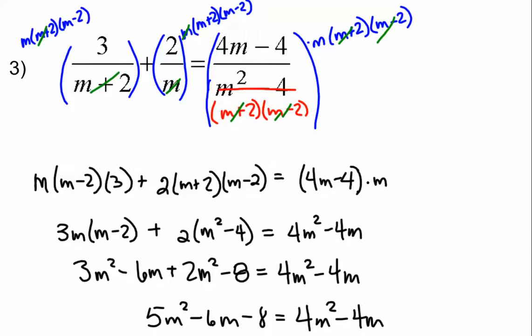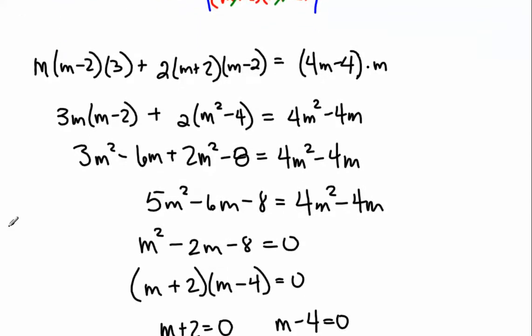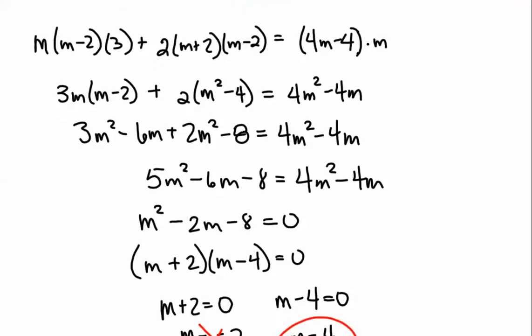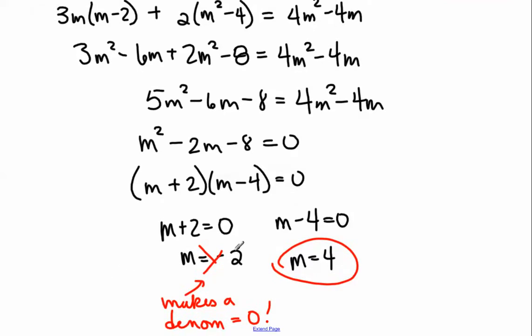Now collecting our like terms, we notice that we are ending up with a quadratic. See, there's a squared term in here, which means I'm going to need to solve it by factoring or maybe the quadratic formula. Fortunately for us, when you bring all the terms to one side equal to 0, and that's always what you want to do when you have a quadratic term, it factors. Alright, so it factors as m plus 2 and m minus 4. Using our zero product principle, we know then that either m plus 2 is 0 or m minus 4 is 0, which means m equals negative 2 or m equals 4.